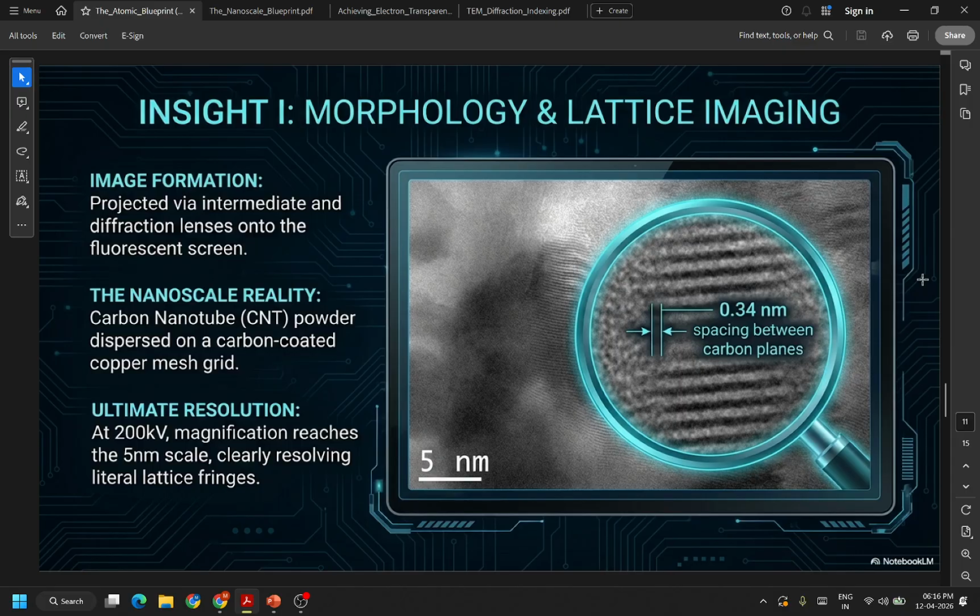So the image formation is done by projection via intermediate and diffraction lenses onto the fluorescent screen. You can see in the image it is of carbon nanotube powder which is dispersed on a carbon coated copper mesh grid. At 200 kilovolts, the magnification reaches 5 nanometer scale, which is able to resolve lattice fringes, which you can see here. We are able to see spacing between carbon planes of 0.34 nanometers.